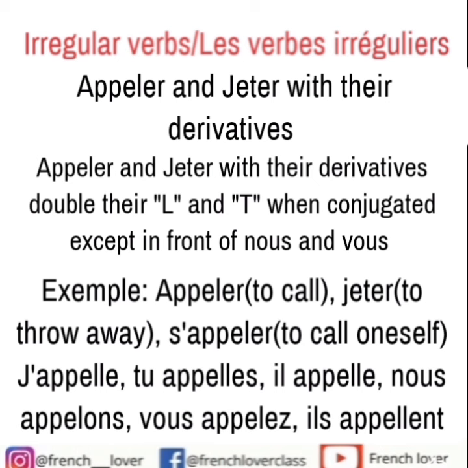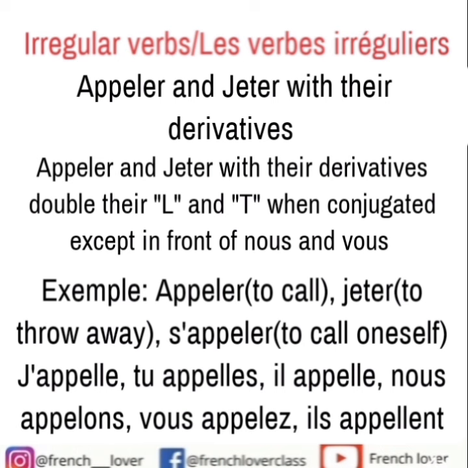Okay, exemple: j'appelle, double L, tu appelles, double L, il appelle, double L, nous appelons, one L, vous appelez, one L, ils appellent, double L. So if we were to conjugate jeter, it will be the same thing. Je jette, double T, tu jettes, double T, il jette, double T, nous jetons, one T, vous jetez, one T, ils jettent, double T.